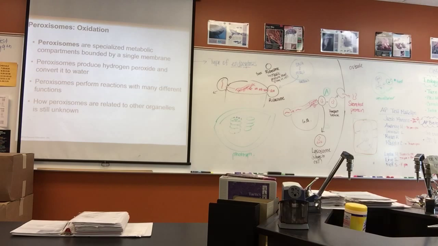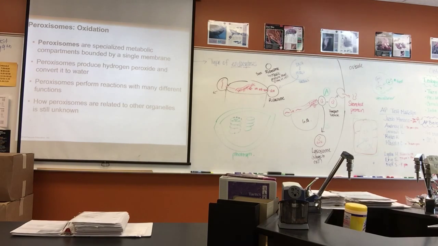All right, peroxisomes are next. Peroxisomes are specialized metabolic compartments bound by a single membrane. So they just look like a little ball in the cell. They produce hydrogen peroxide and convert it to water. They perform reactions with many different functions. Usually they're destroying harmful molecules inside the cell. And when they do this, hydrogen peroxide is often a byproduct. If hydrogen peroxide gets inside your cells, it can be deadly, all right?